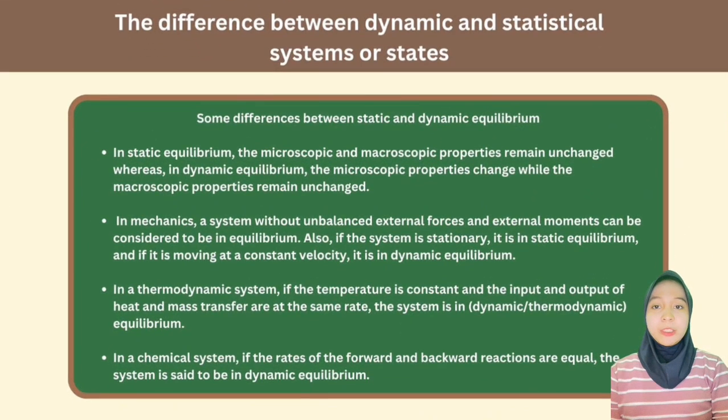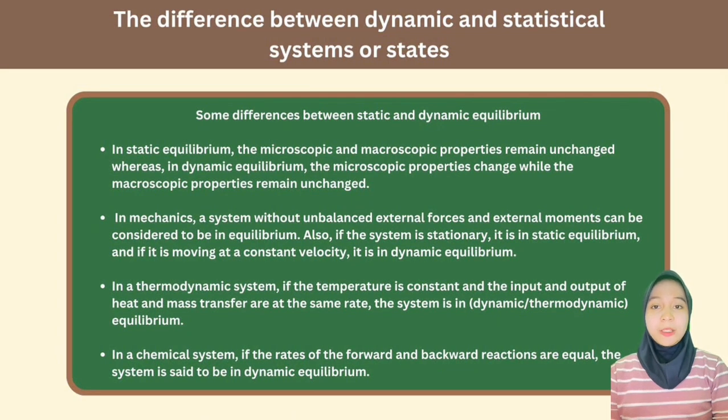Some differences between static and dynamic equilibrium. 1. In static equilibrium, the microscopic and macroscopic properties remain unchanged, whereas in dynamic equilibrium, the microscopic properties change while the macroscopic properties remain unchanged. 2. In mechanics, a system without unbalanced external force and external moment can be considered to be in equilibrium. Also, if the system is stationary, it is in static equilibrium, and if it is moving at a constant velocity, it is in dynamic equilibrium.